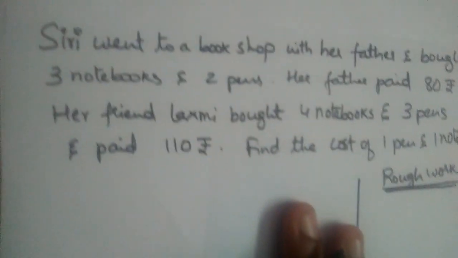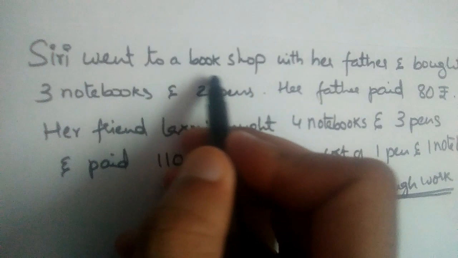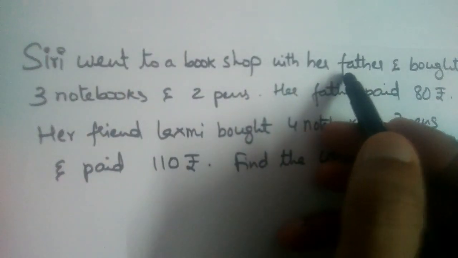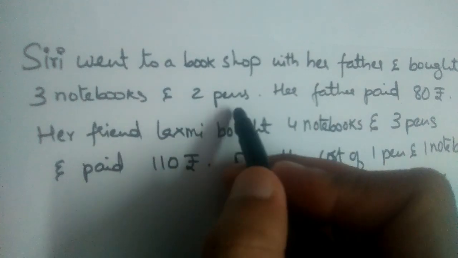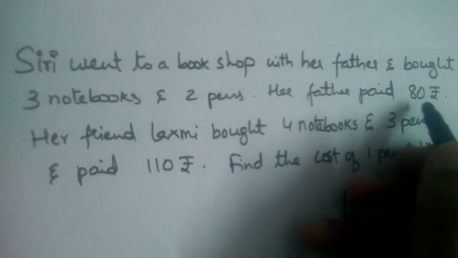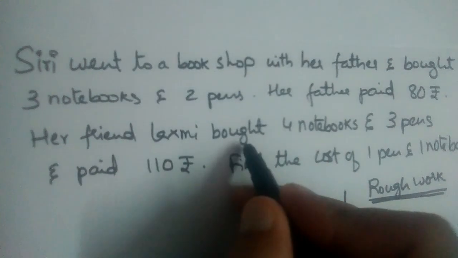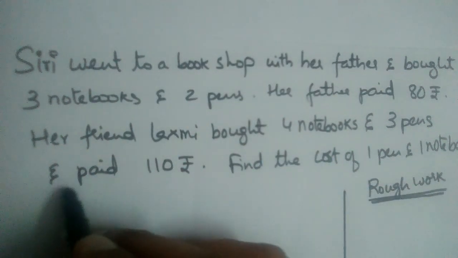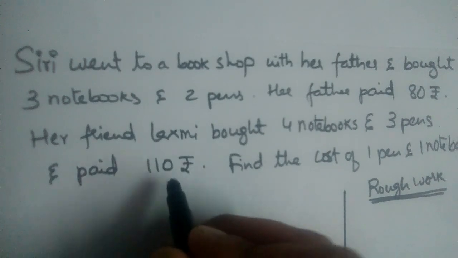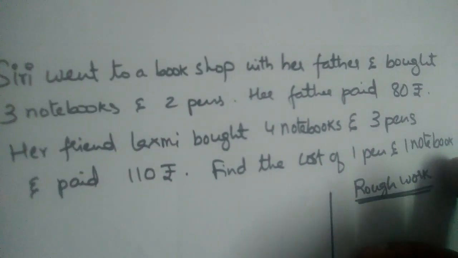We will solve this problem in this video. Siri went to a bookshop with her father and bought 3 notebooks and 2 pens. Her father paid 80 rupees. Her friend Lakshmi bought 4 notebooks and 3 pens of same kind and she paid 110 rupees. Find the cost of 1 pen and 1 notebook.